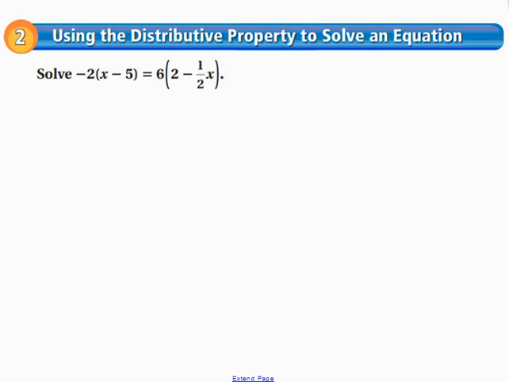All right, next we are going to apply the distributive property, and then we can go through how to solve with variables on both sides. So negative 2 times x is negative 2x. Negative 2 times negative 5 is positive 10. So right there is a really common place for mistakes. Be sure you're paying attention to your signs. A negative times a negative is a positive.